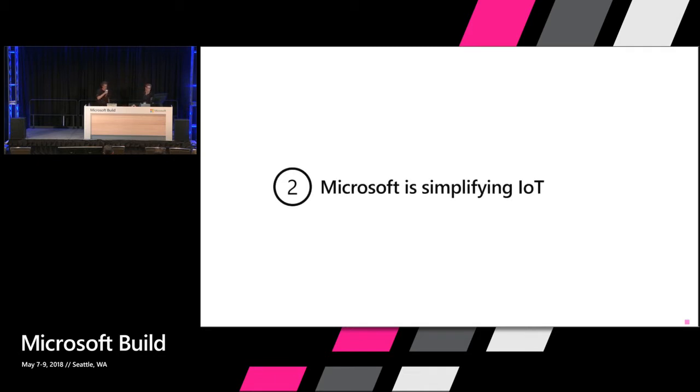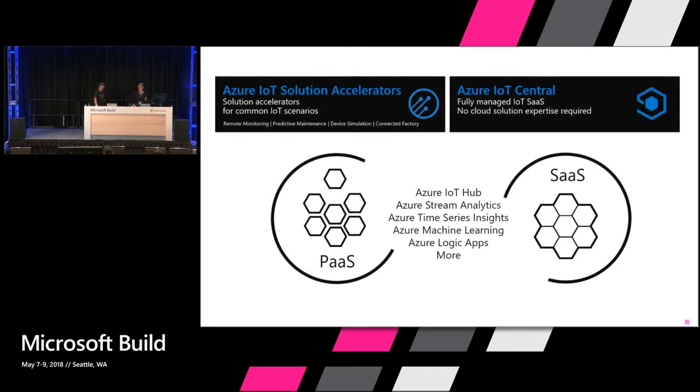So like Tim said, at this point in the presentation, you may be thinking, oh, geez, Tim, you just told us all of the hard parts about building an IoT solution. But Microsoft's really trying to simplify the IoT space. And I'm going to talk to you about the 2 offerings that we have available to you today to do just that. The first offering that we have is called Azure IoT Solution Accelerators. And the second offering that we have is called Azure IoT Central.